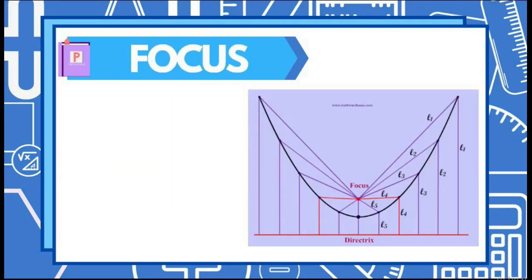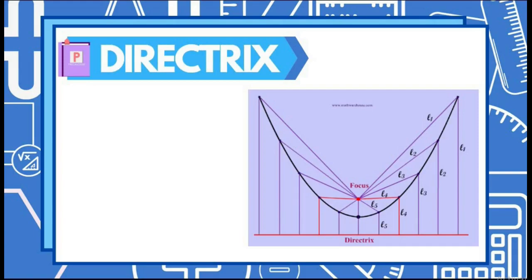Aside from the vertex, we also need to be familiar with the focus, and focus is defined as the fixed point. Now, the fixed point is very important in a parabola because this is the one that defines the curve. Aside from the focus, directrix is another part, and it is defined as the fixed line. It goes hand in hand with the focus. This is also an essential part in constructing the curve of a parabola.